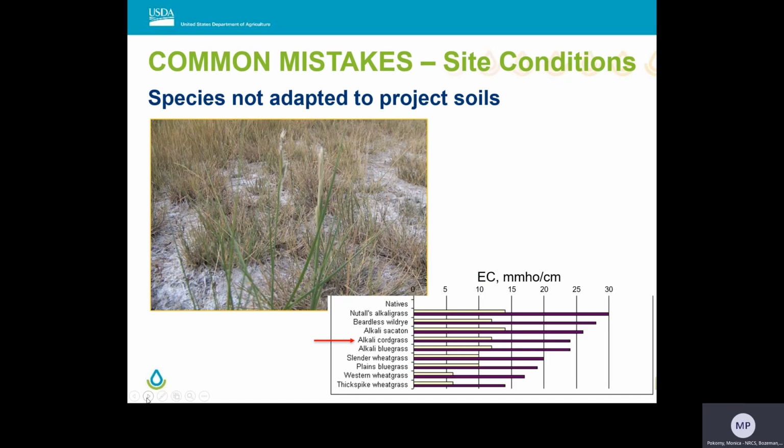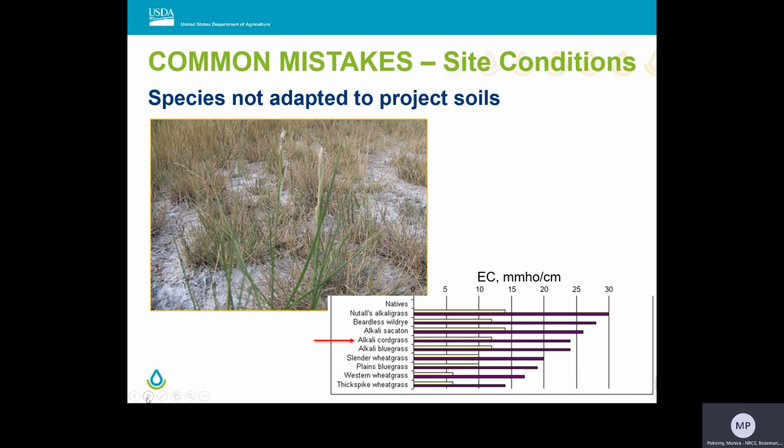Another common mistake is selecting a species that's not adapted to the project's soils. It's also important to not only know the soils of the property, but to know if there are inclusions of different soils present within that area. We need to take that into consideration when developing a seed mix.